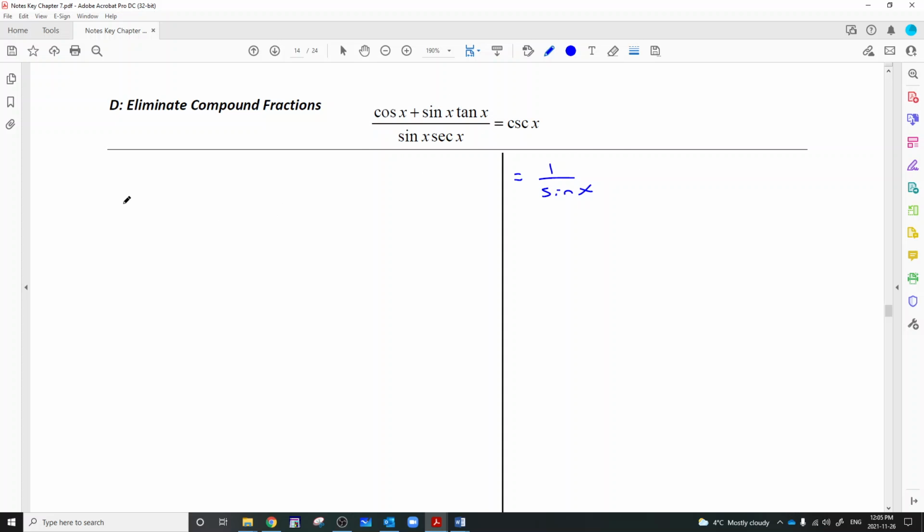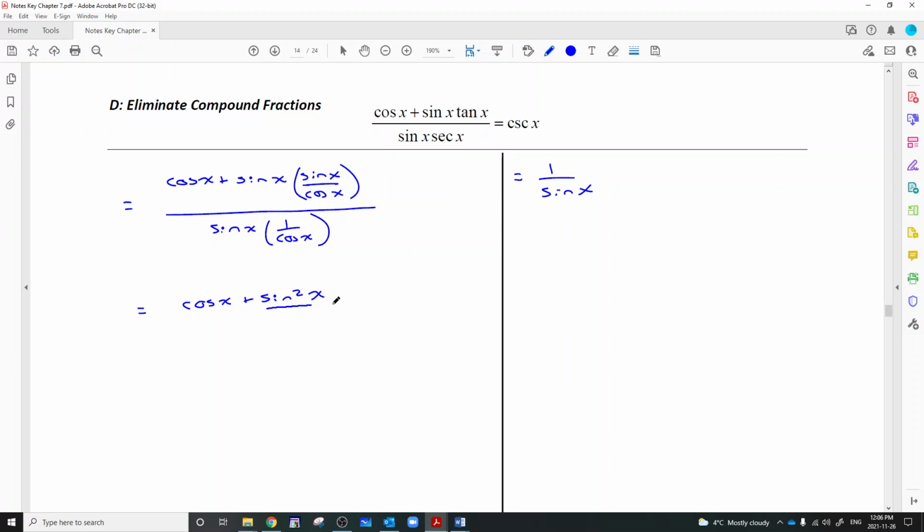The first thing I'm going to do is change everything into sines and cosines. So I've got cos x plus sine x times tan x, which is sine x over cos x, all over sine x times 1 over cos x. All right, so now let's make that simpler. I've got cos x plus sine squared x over cos x, all over sine x over cos x.